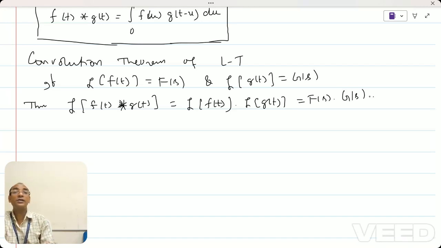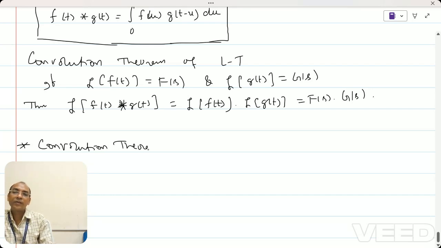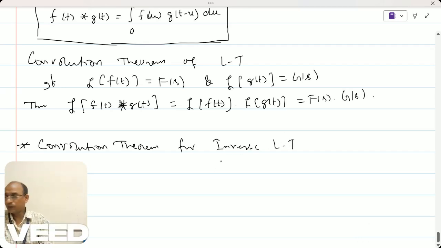Then how can we find the inverse of F(s) times G(s)? So that is the convolution theorem for inverse. Convolution theorem for inverse Laplace transformation.